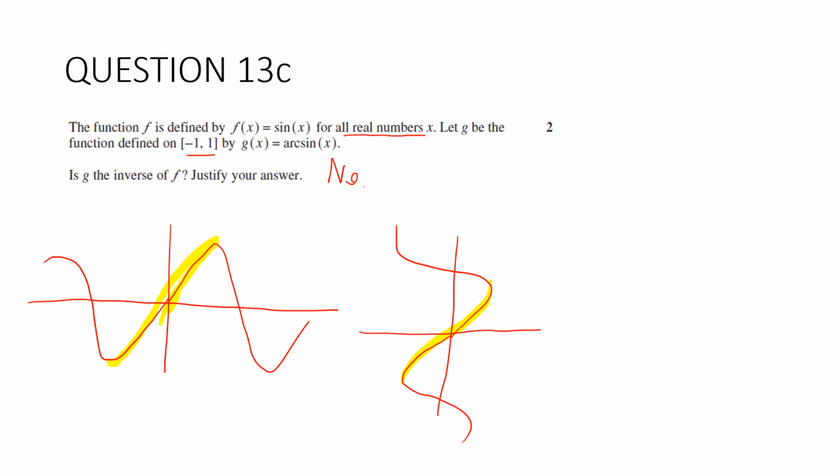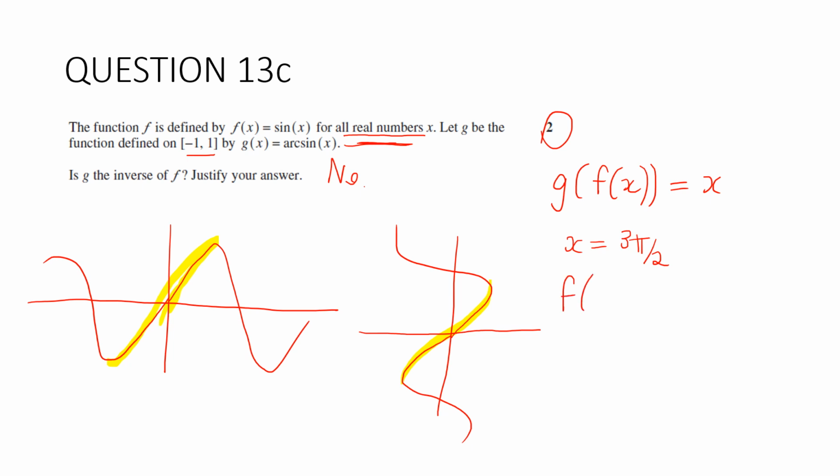Now that's probably not enough for 2 marks, so one thing that you can do is there's another definition for inverse functions. g will be an inverse if g of f of x is equal to x for all real numbers x. And it's not. So let's find an example of an x where that's not the case. Let's try x is equal to 3 pi on 2.